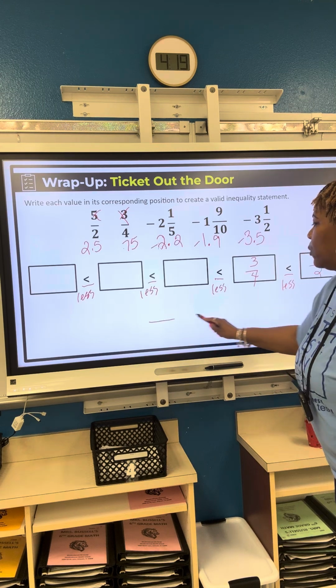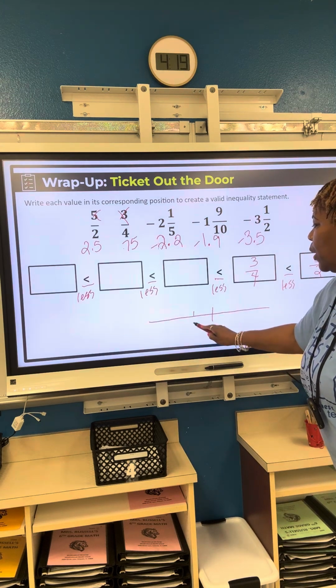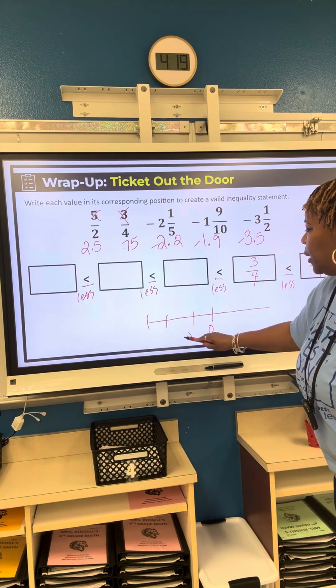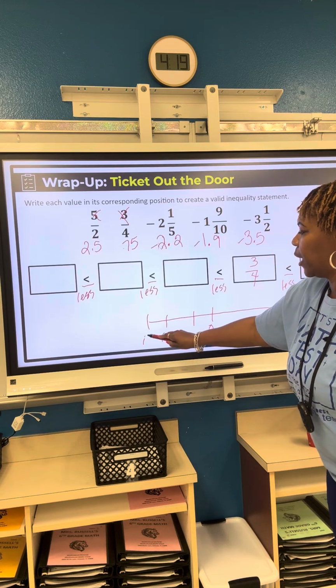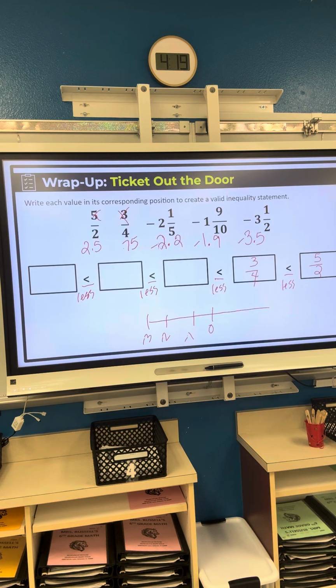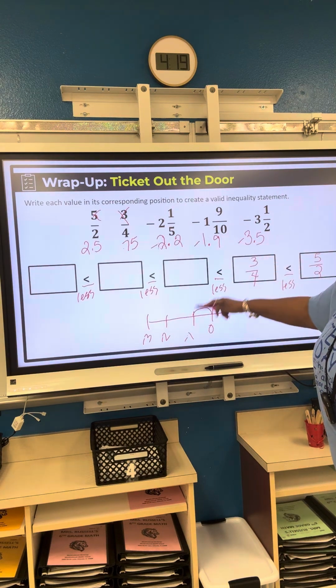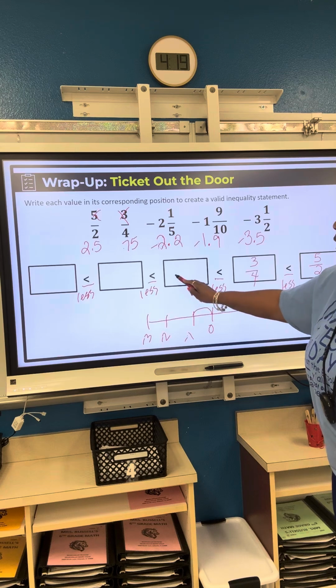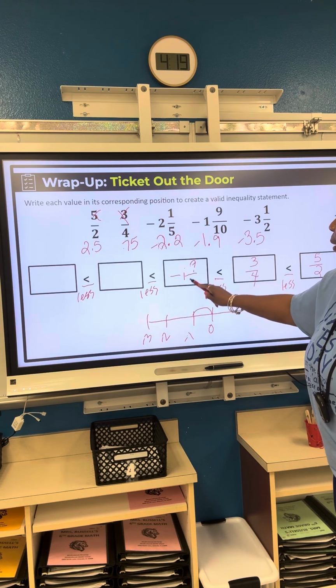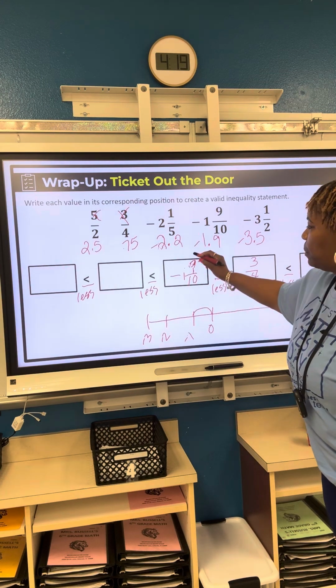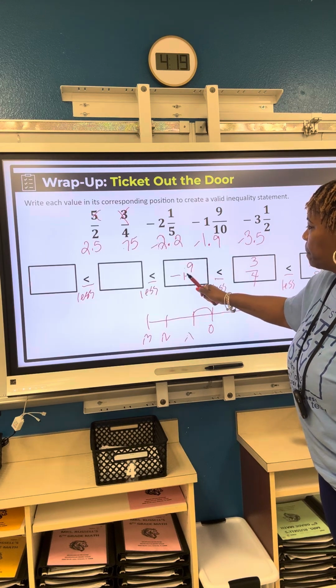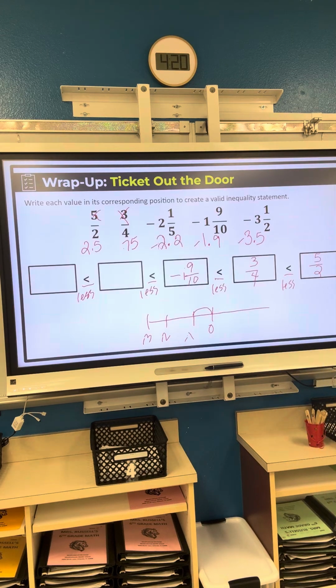And remember, with the negative numbers, the closest one to 0 is your larger number: -1, -2, -3. So when you're trying to put them in order, now I have -1.9, which is closer to 0 than -2.2 and -3.5. So that's going to be my next number. I'm going to put it there. Okay, so that's the next one.